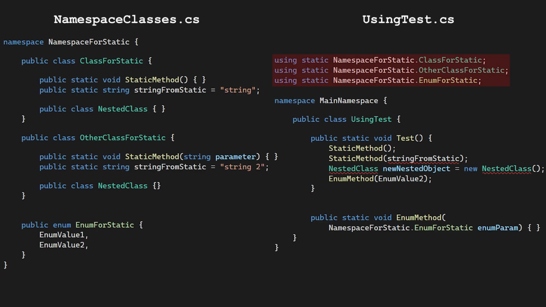Next, let's look at the static using directive. Again, it looks deceptively similar to a regular using directive. Like an alias, it takes a fully qualified type name instead of a namespace. It then takes the static members and nested types of that type and adds them directly to the current file.